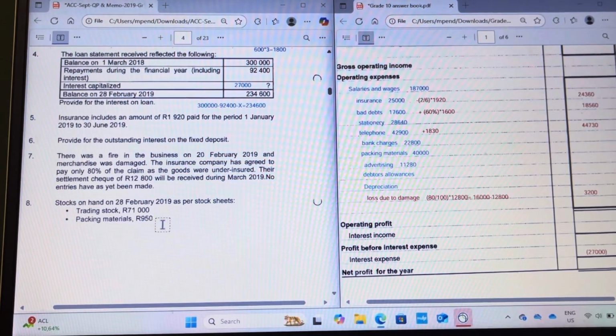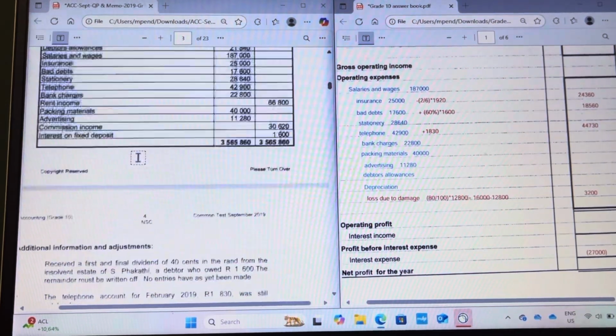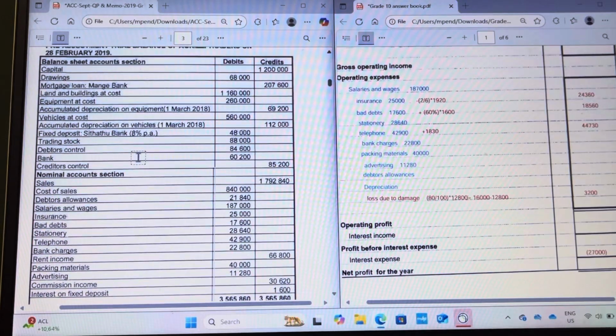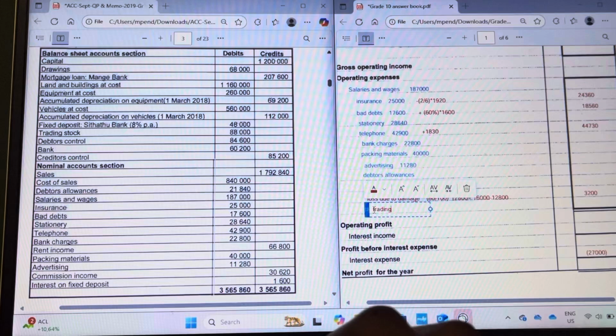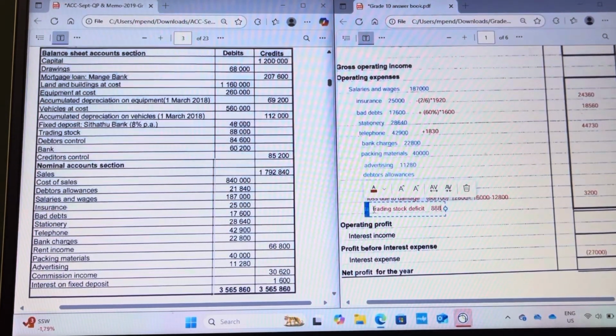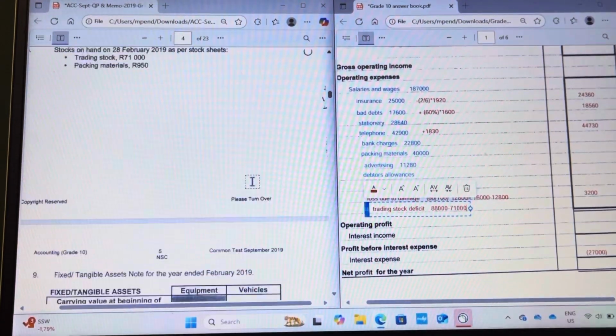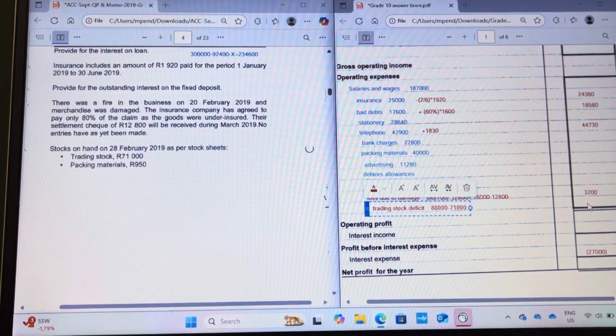Okay. And then the last, we're told stock on hand was as follows: trading stock of 71,000. But what does our trial balance say? It says our trading stock is 88,000. There's a deficit. Our trading stock deficit: 88,000 less 71,000. Yes, 88 less 71 gives us 17,000.